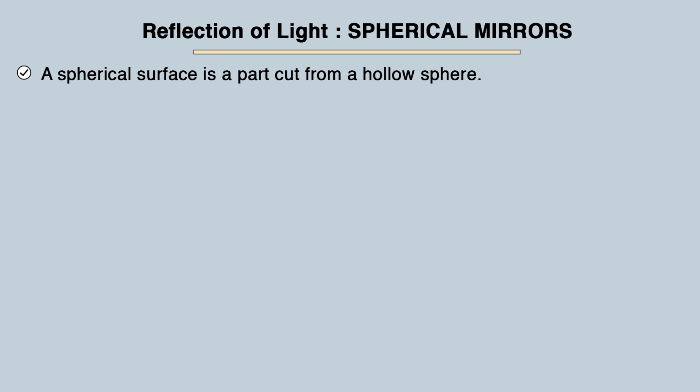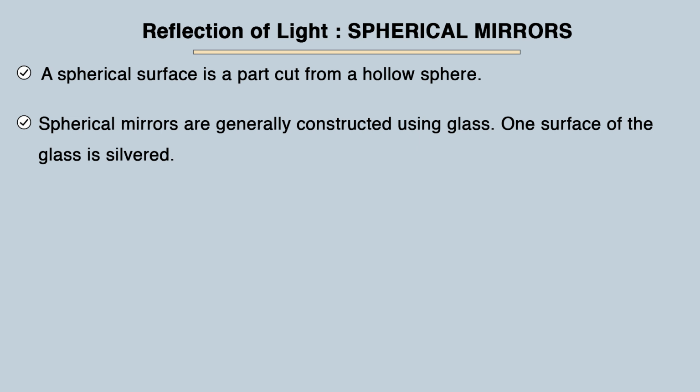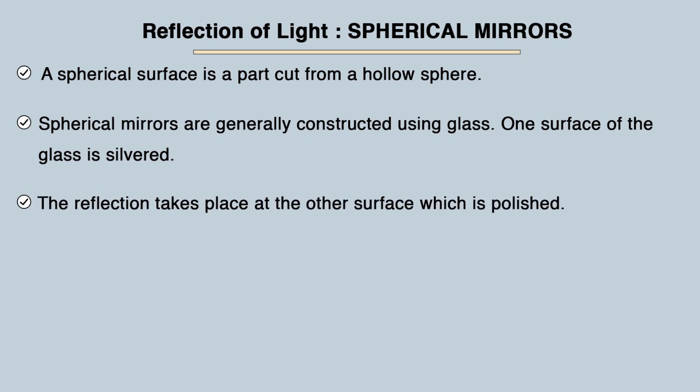That was related to the plane mirror, but now let us think about the spherical mirror. So, what is this spherical mirror? A spherical surface is actually a part cut from a hollow sphere, and spherical mirrors are generally constructed using glass. One surface of the glass is silvered, that surface may be concave or convex, and the reflection takes place at the other surface, which is polished.